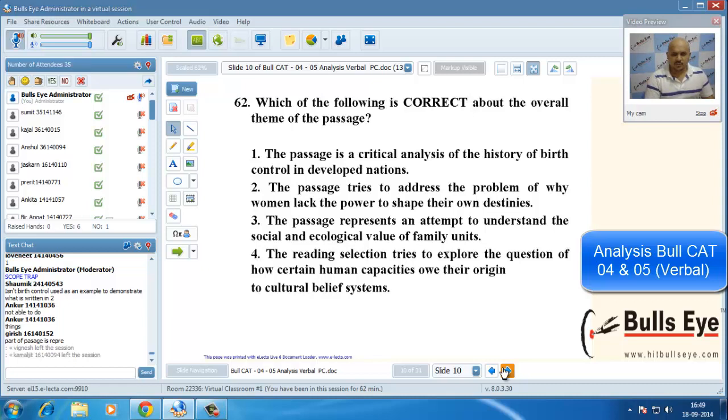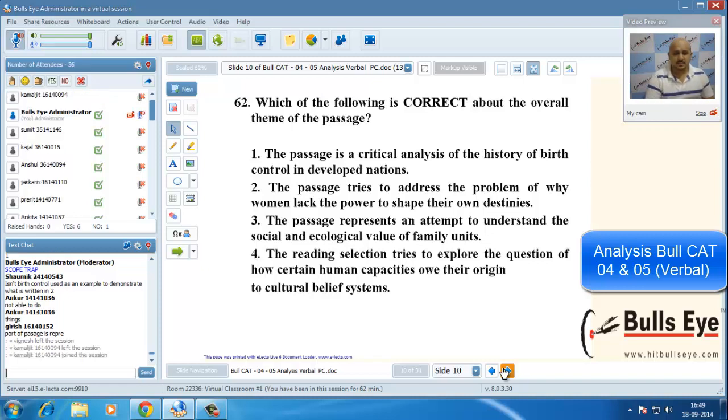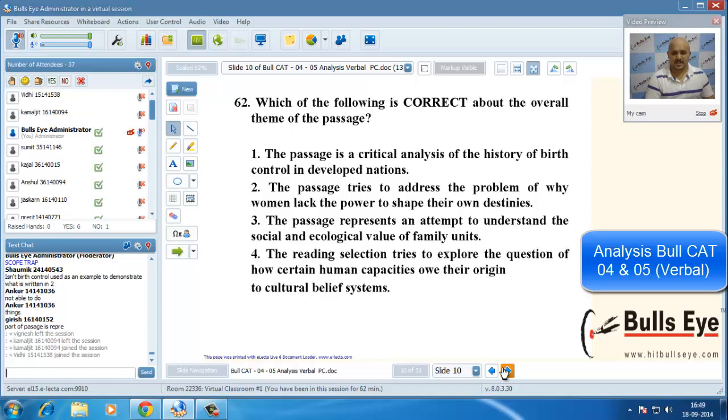Now, if I look very, very carefully, what does option two state? It states the passage tries to address the problem of why women lack the power to shape their own destinies. In our language of verbal teachers, this is where the scope trap has been violated. This has gone outside the scope of the passage. Are women not able to shape their own destinies? The passage talks about the exploitation of women, of women not having the kind of status that they deserve. But option number two takes it to an altogether different level.